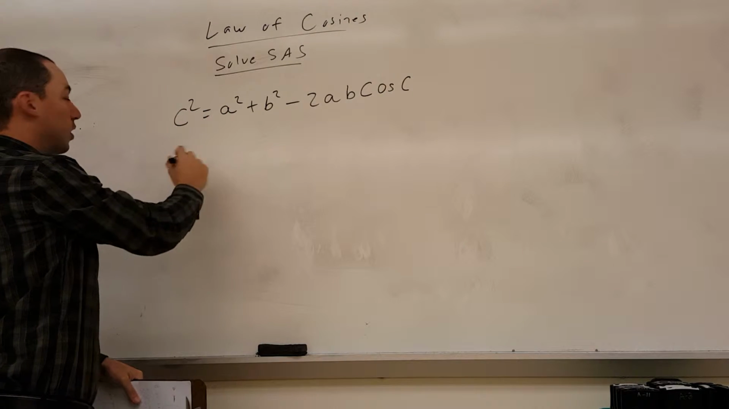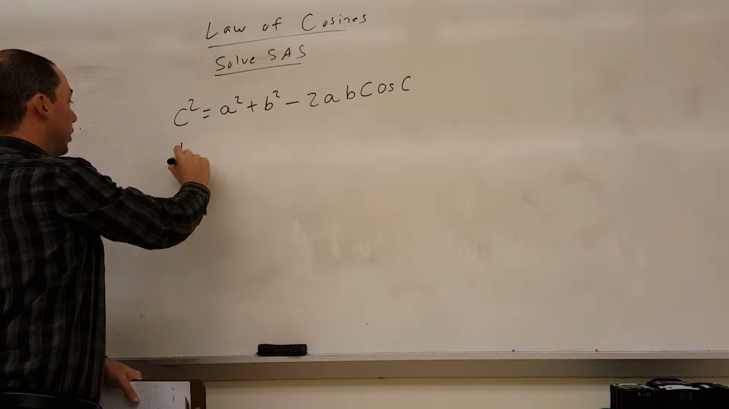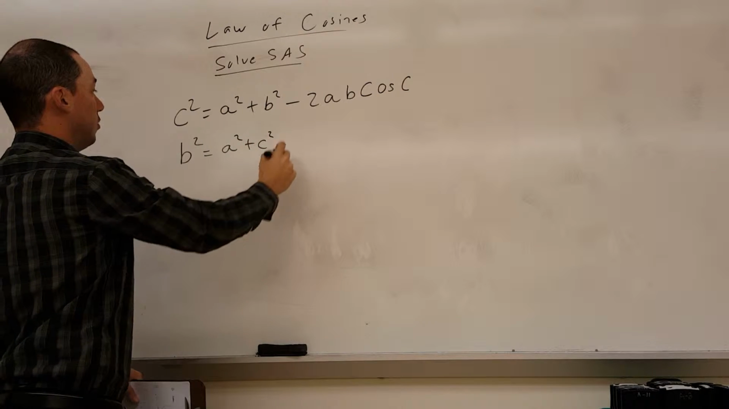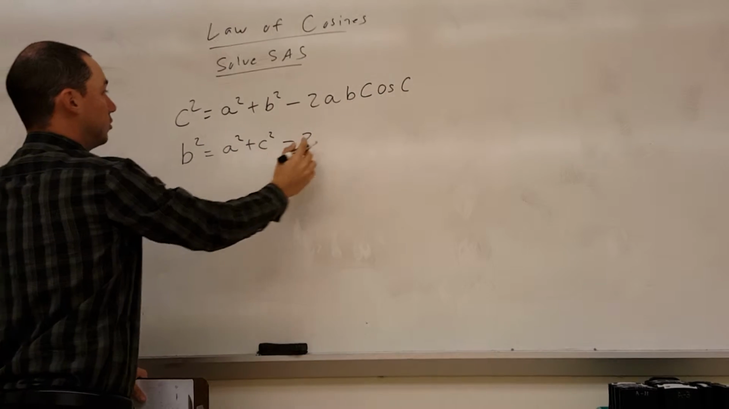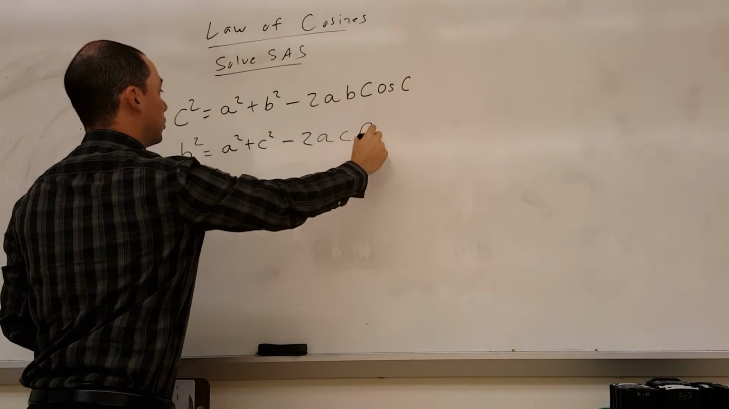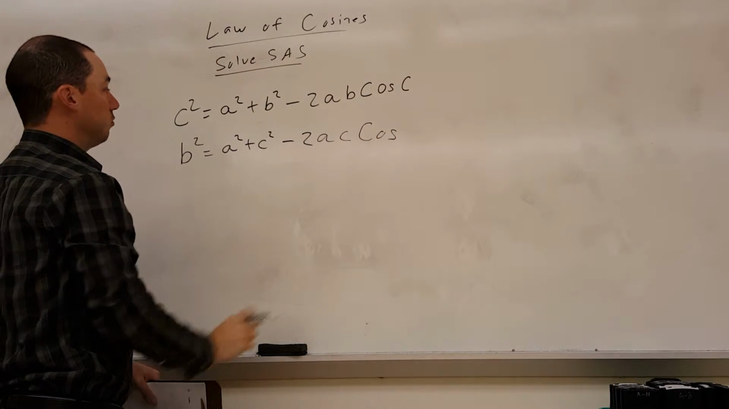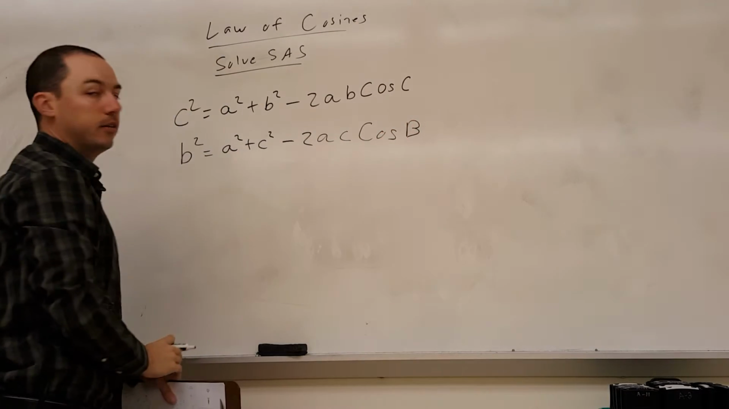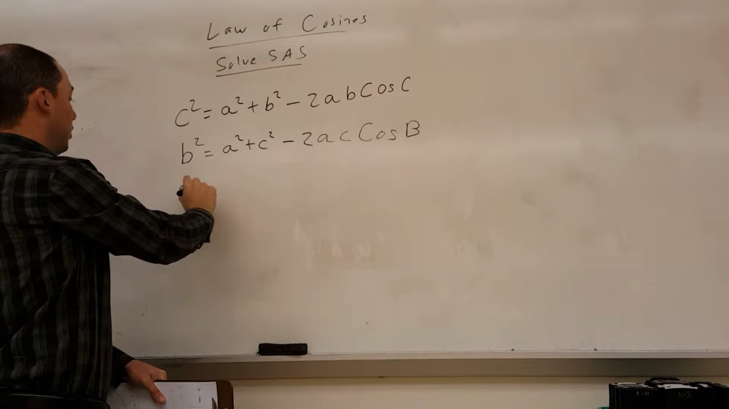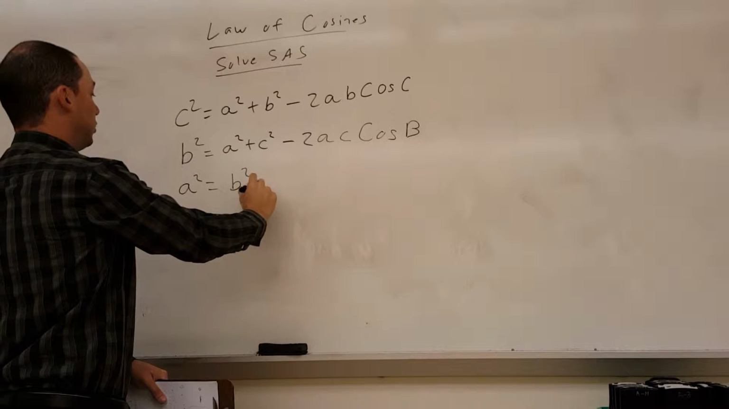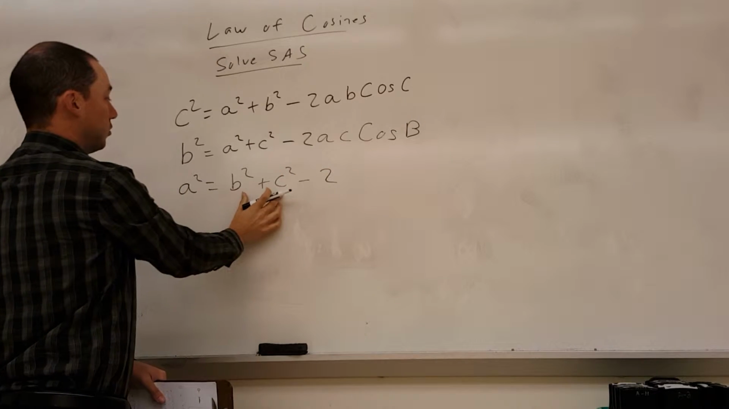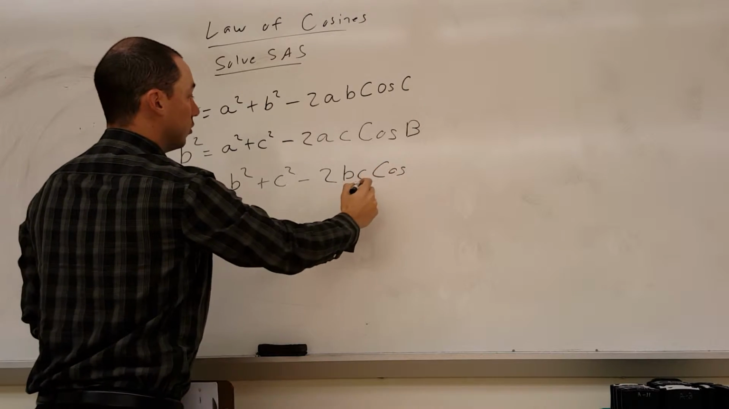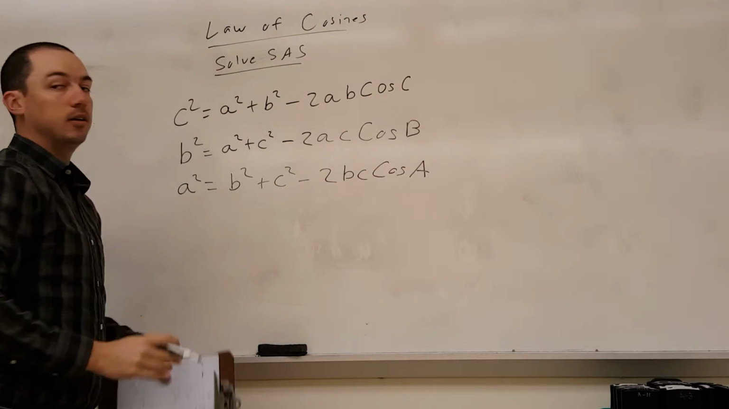Here are the alternate two forms. If you want to solve for side b, it'd be b squared is equal to the square of the other two sides, a squared plus c squared, minus 2 times these two sides, ac, times the cosine of which angle? Well, it's not these two sides, so it's the other angle, cosine of B. And then our third form, solve for side a: a squared equals b squared plus c squared, minus 2 times those two sides, bc, times the cosine of the angle that's not b or c, so it must be angle A. And there's our law of cosines.